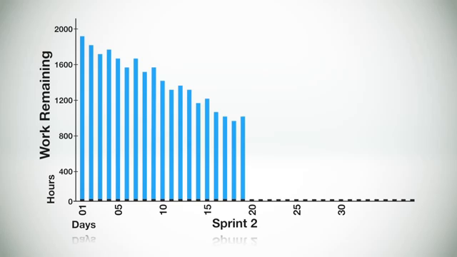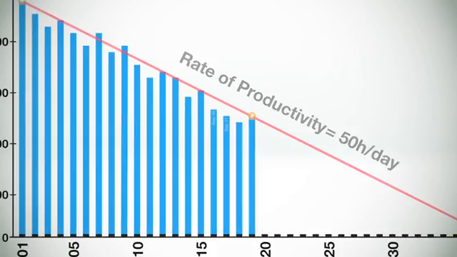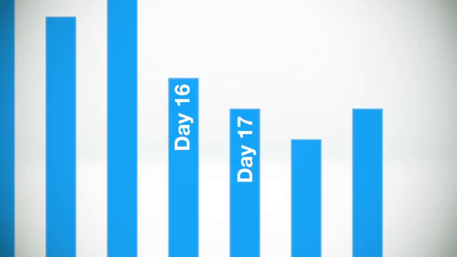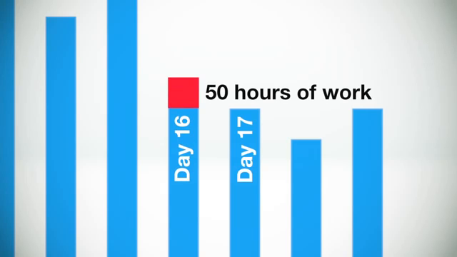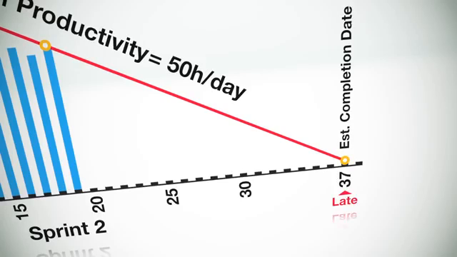Using the burn-down chart, the team can quickly calculate this, the slope of the graph, which is also called the burn-down velocity. This is the average rate of productivity for each day. For example, a team's rate of productivity might be that on a typical day they finish approximately 50 hours of work. Knowing that, it's possible to calculate an estimated completion date for the sprint, or even for the entire release based on the amount of work remaining.